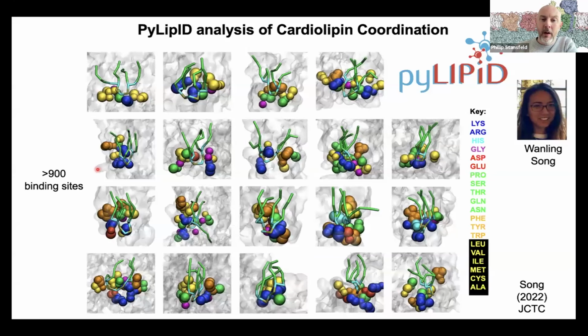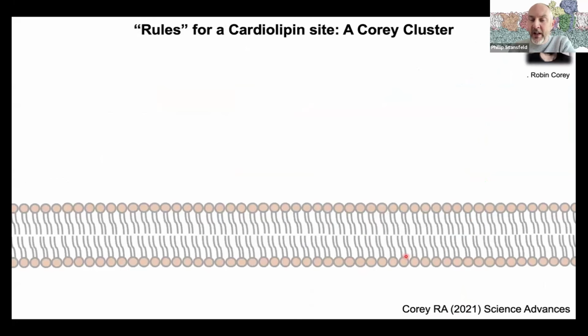So from all the PI-lipid analysis, we had about 900 different analyses that we could then study in more detail and characterize which residues were likely to be interacting. And I'm just going to summarize this in this sort of figure.